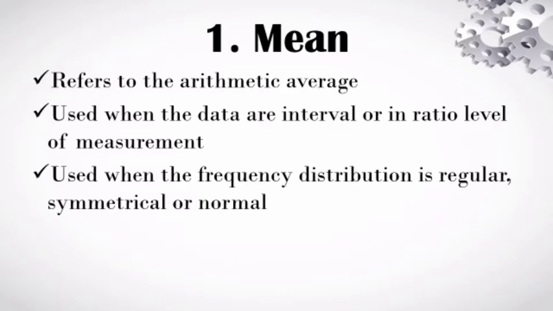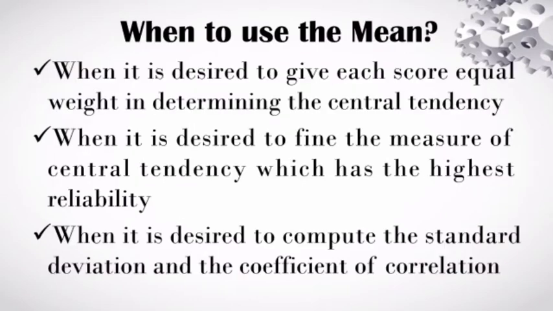Also, it is used when the frequency distribution is regular, symmetrical, or normal. So when to use the mean? When it is desired to give each score equal weight in determining the central tendency, when it is desired to find the measure of central tendency which has the highest reliability, and when it is desired to compute the standard deviation and the coefficient of correlation.